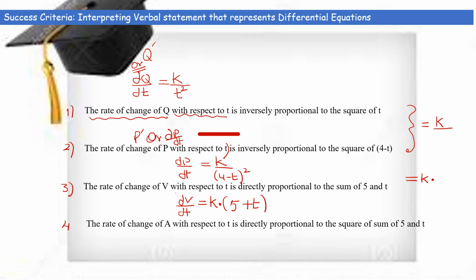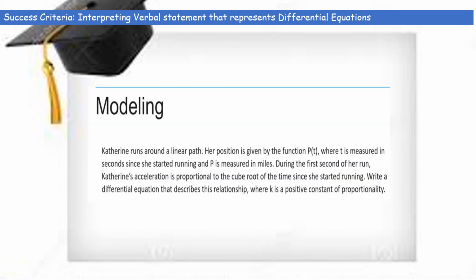Now let's see what number 4 is saying to us. The rate of change of A with respect to t. Again A prime, that is dA over dt, is directly proportional to, which means equals k times the square of the sum of 5 and t. Square of the sum, meaning plus 5 and t. So 5 right in the beginning and t in the end. So this is how we can interpret the easy things into our mathematical form.